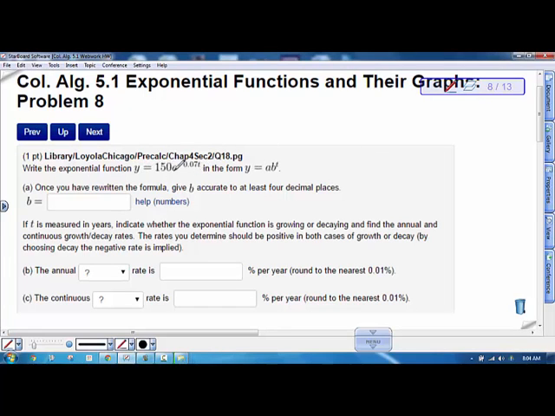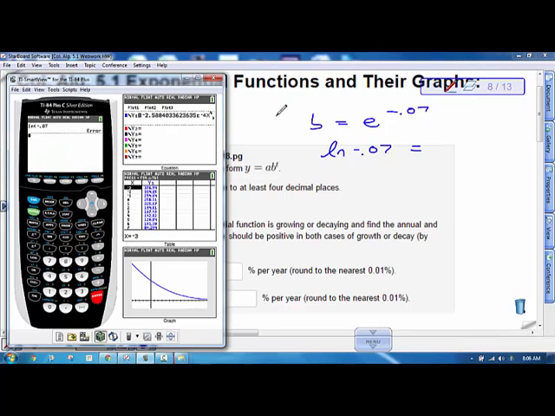It gives us an exponential function, base e here, and wants to write in this form. So if we compare a b to the t, we can then easily say that this b has to be equal to e to the negative 0.07. Now that's where I take the natural log of both sides or change it from exponential into log form. And what you're doing is taking the natural log of negative 0.07. That goes here, accurate to 4 decimal places. And that gives us an error because of this negative.